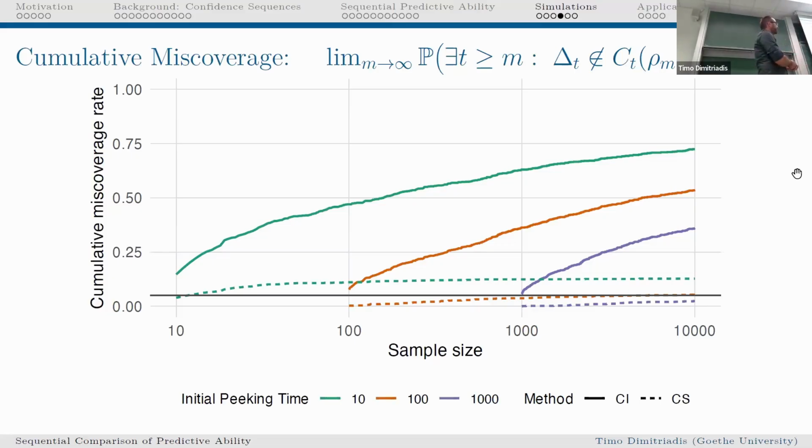So if you peek at time 1,000 for the first time, then you're even below the nominal level. If you start peeking at 100, you're just at the level at 10,000 or maybe a bit above. And of course, if you start peeking too early, at m equal to 10, then you also have problems.